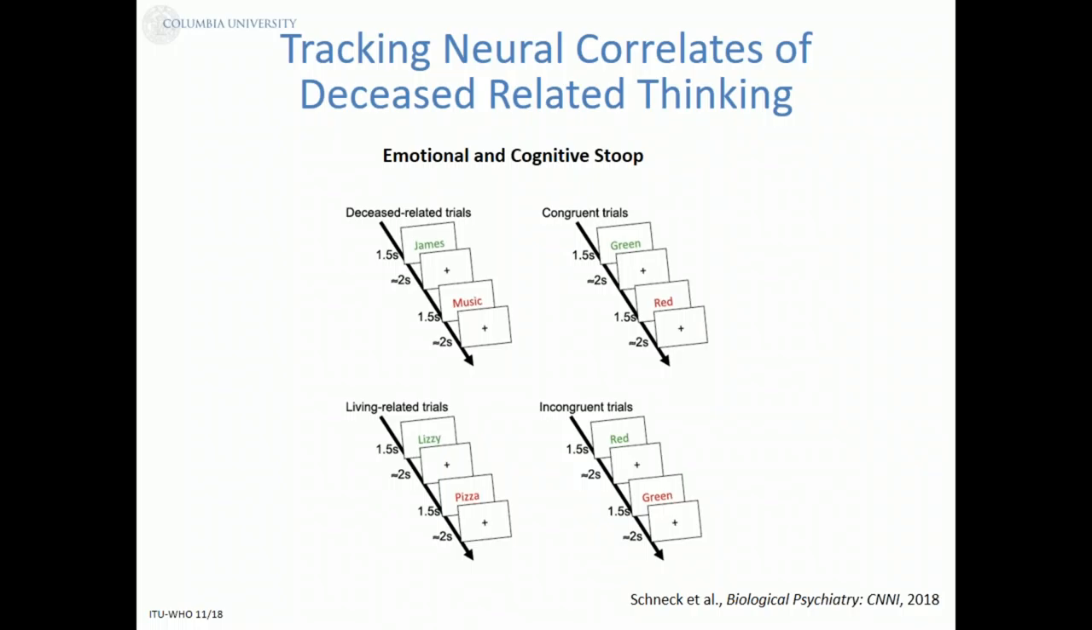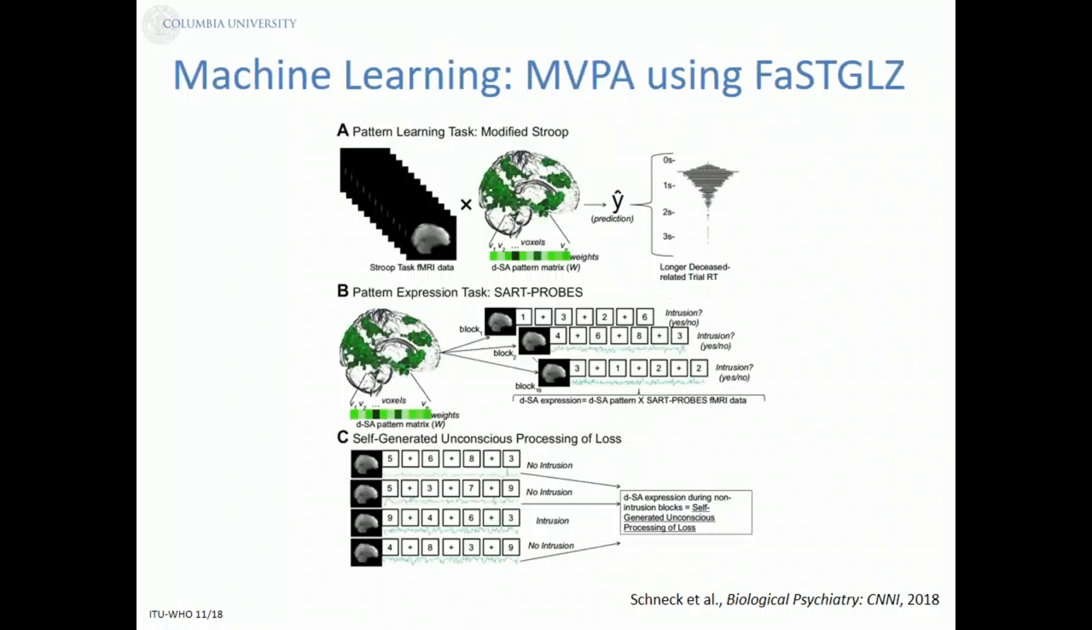You can create those in multiple different domains. Like you can create those when the congruency has to do with whether that individual is in fact the name of the individual who, let's say, committed suicide. And you can image the brain while individuals are doing this task and try to identify the patterns that represent those thoughts, those interfering processes that actually slow the behavior and the reaction.